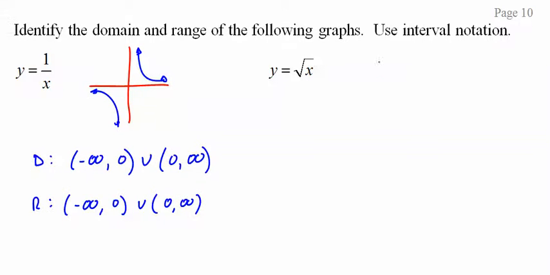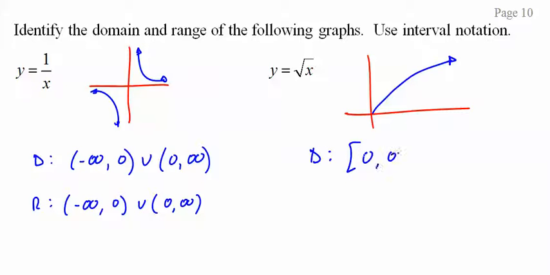For y equals square root of x, the graph looks something like this. And the domain actually includes 0 and goes to infinity. And the range includes 0 and also goes to infinity. And that's it.